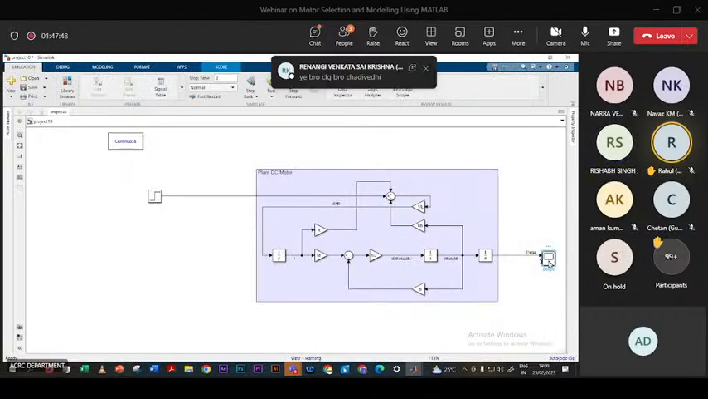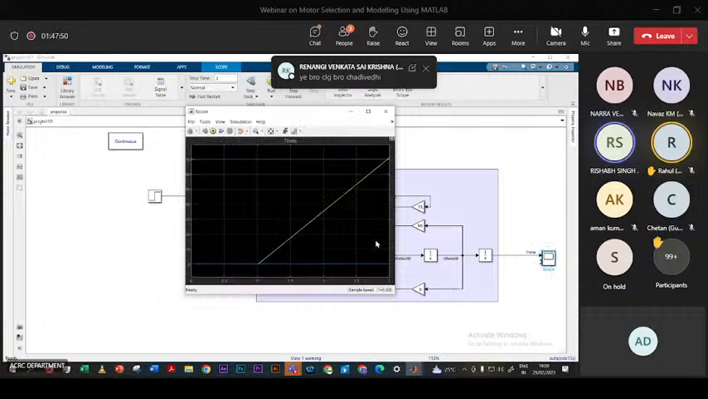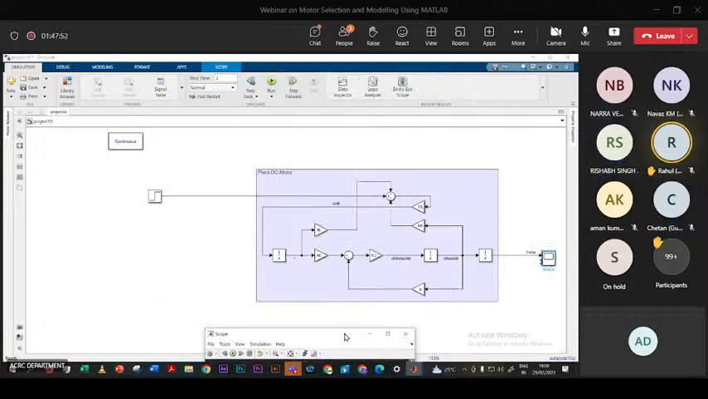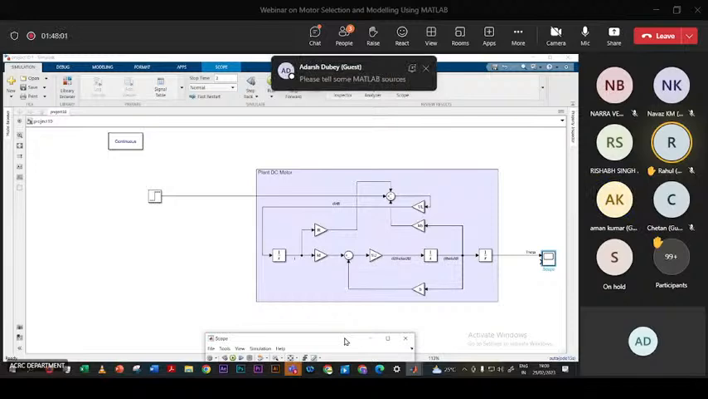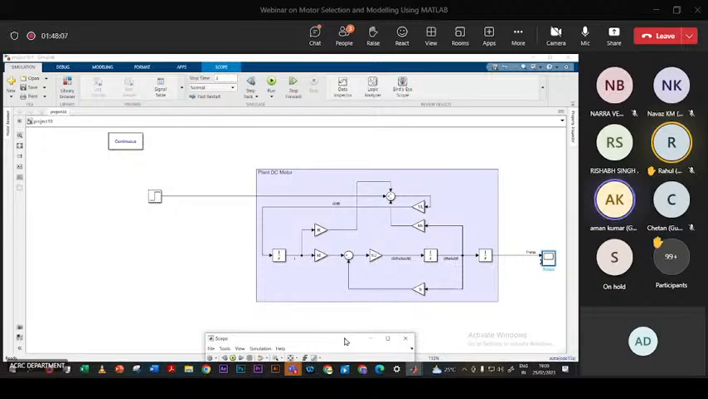Sir, how to learn MATLAB? Yeah, for learning MATLAB, you should know the basics and fundamentals of each and everything. If you are going to design a motor or converter, you should know how the mathematical equations are and how the working is. Then you come to MATLAB and start learning through the different resources you can use, like MathWorks, the makers of MATLAB.